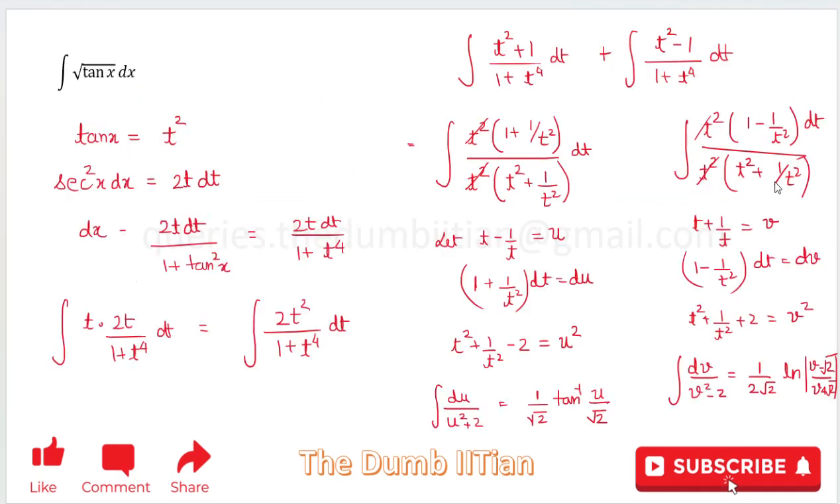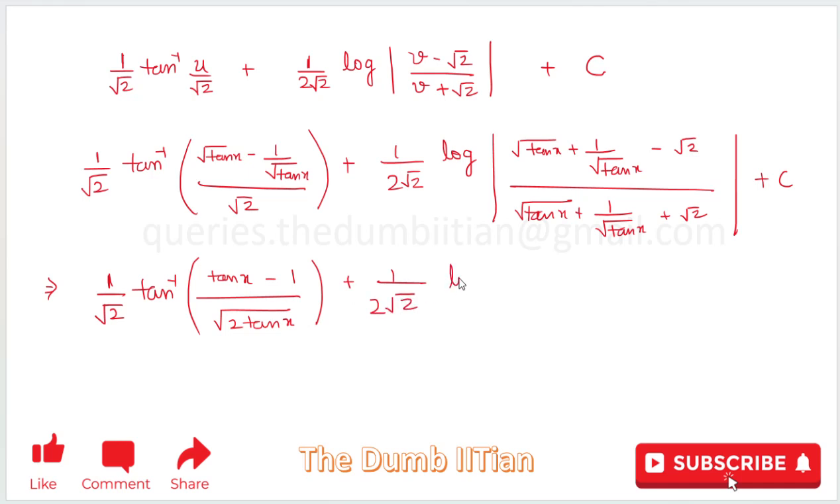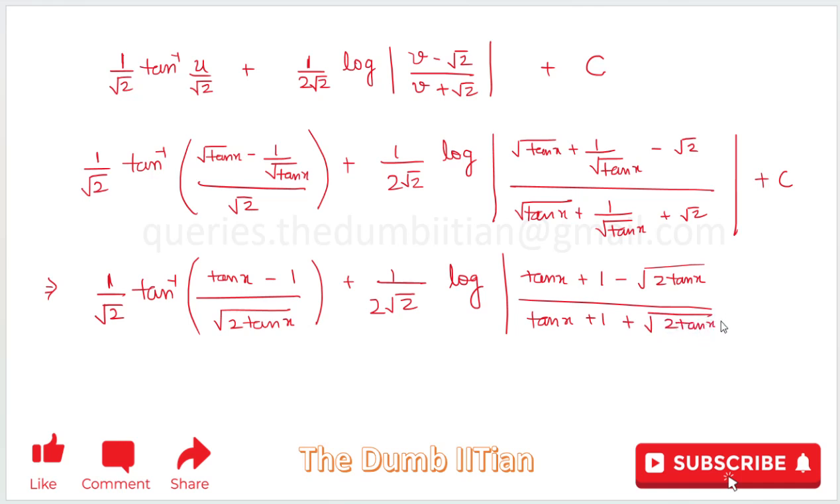I can leave the answer like this, or I can solve it further also if required. So the final answer will come out to be 1 by root 2 tan inverse of (tan x minus 1) by (root 2 root tan x), plus 1 by 2 root 2 log of (tan x plus 1 minus root 2 root tan x) divided by (tan x plus 1 plus root 2 root tan x), plus c. That is the final answer for this question.